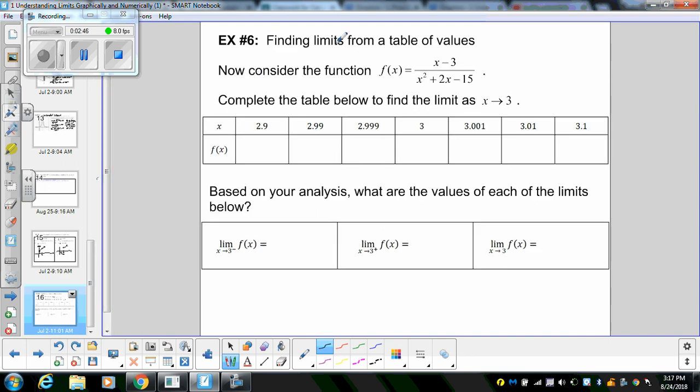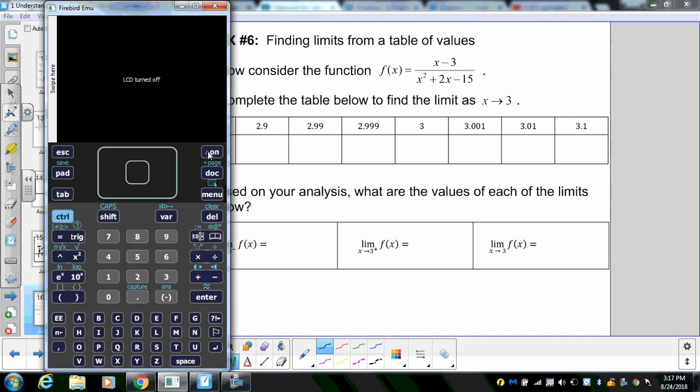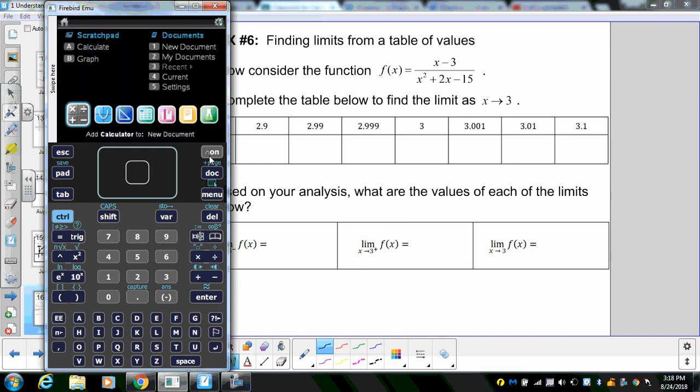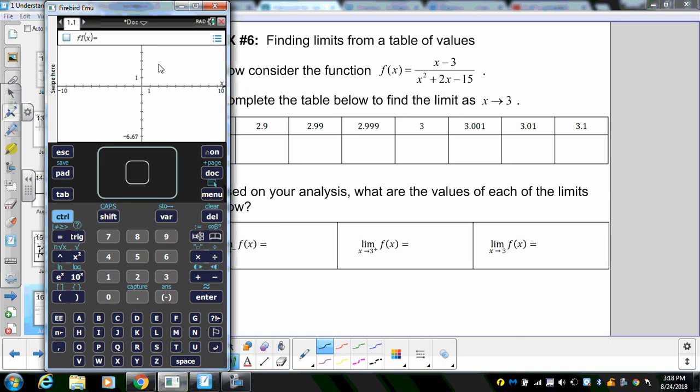All right, so last question. Example 6, finding limits from a table of values. Now consider this function here. Complete the table below to find the limit as x approaches 3. So this is how you do it numerically. What you're going to do is on your calculator, go to new document. I want to add a graph. I'm going to type that equation in. So control divide. That's going to be x minus 3 over x squared plus 2x minus 15. I'm just going to hit enter.